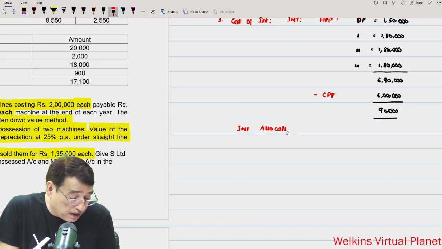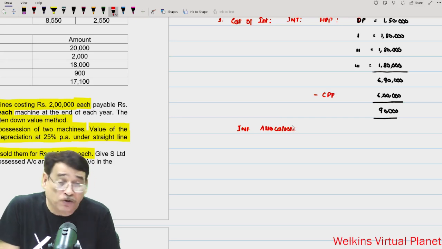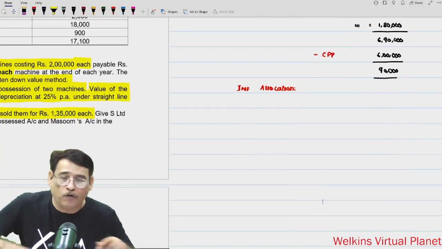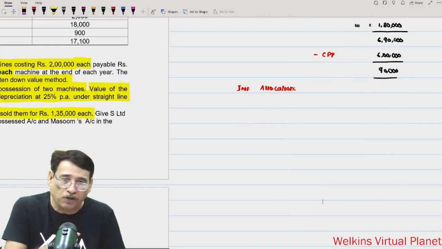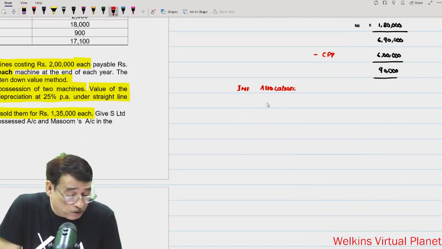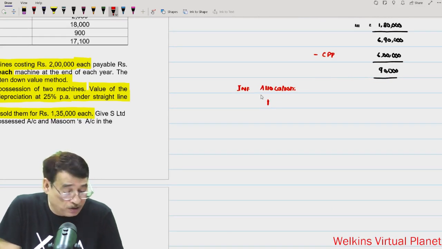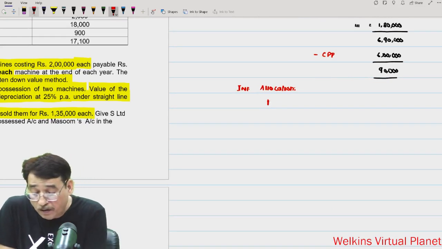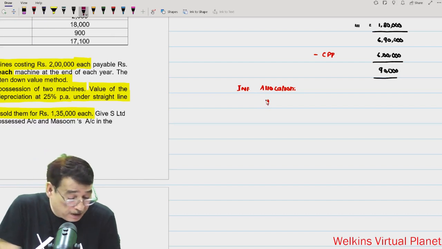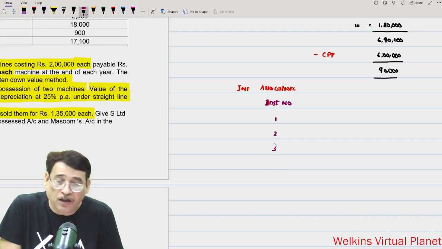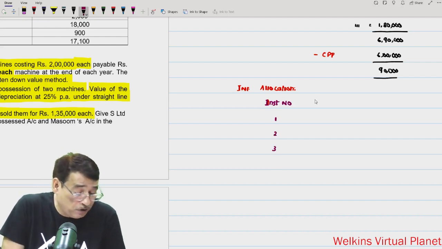But for interest allocation, you need to have the ratios. So how, without finding out the balances, can you have the ratios? How can you find out the ratios? See here. First, you write here installment number. Now, how many installments are there? 1, 2, 3. There are 3 installments only of 1,80,000 each.